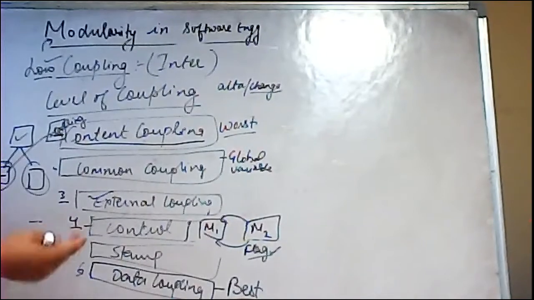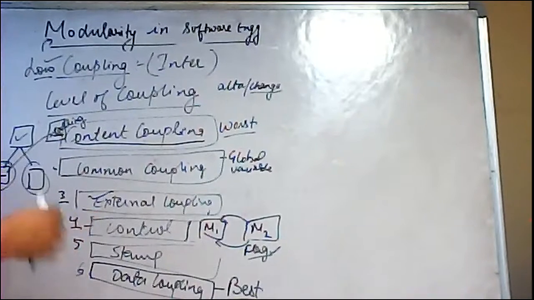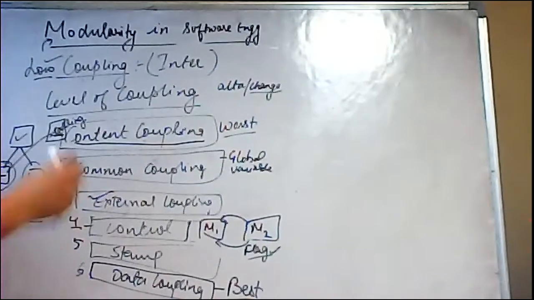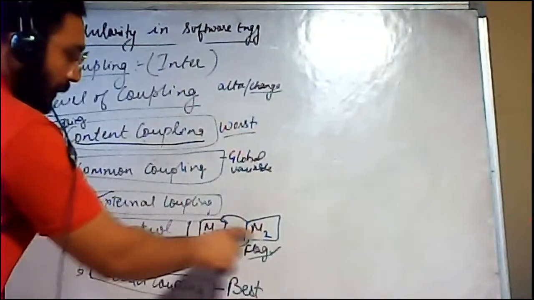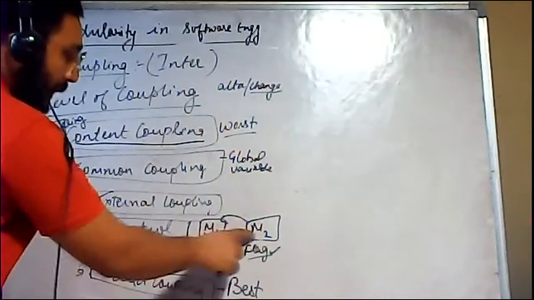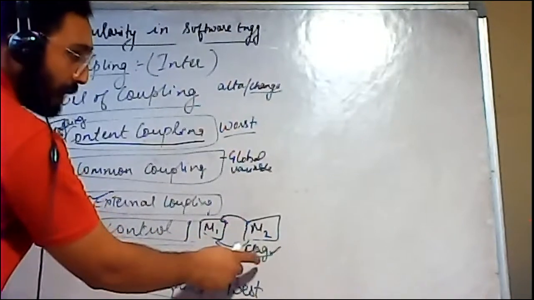I have told you that in coupling there is a degree of interdependency between modules, and here is your interdependency between modules. If they are communicating with each other, they should communicate with a flag value.